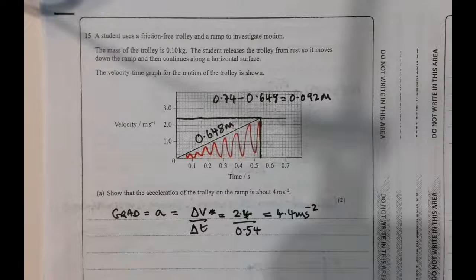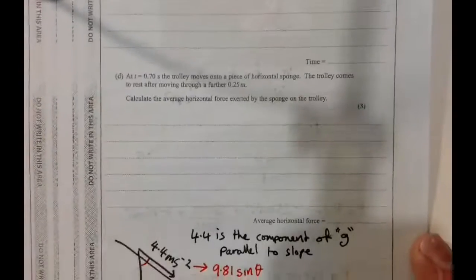June 19 International Paper 1, Question 15. We've been through parts A, B and C, so this is just part D. Let's have a look at part D.